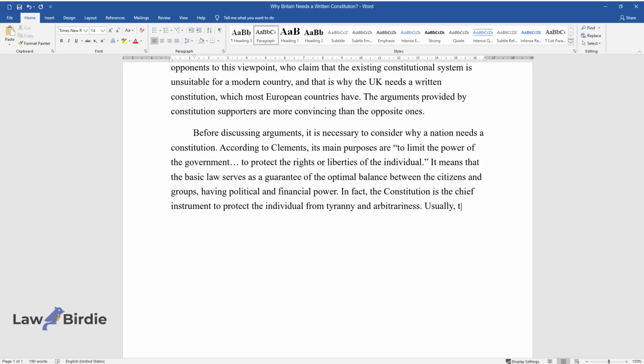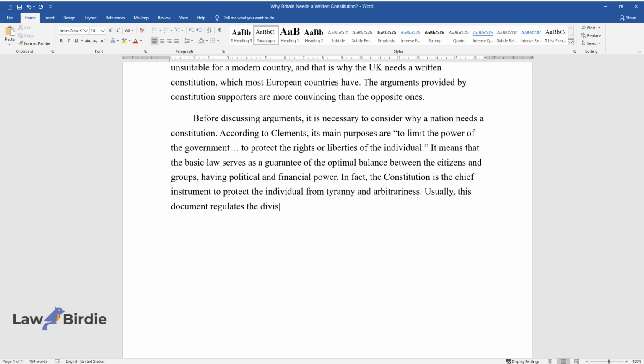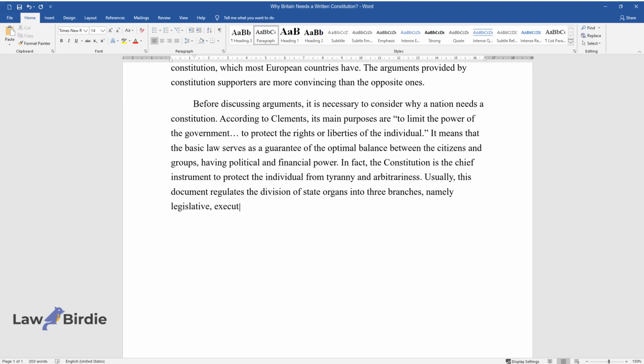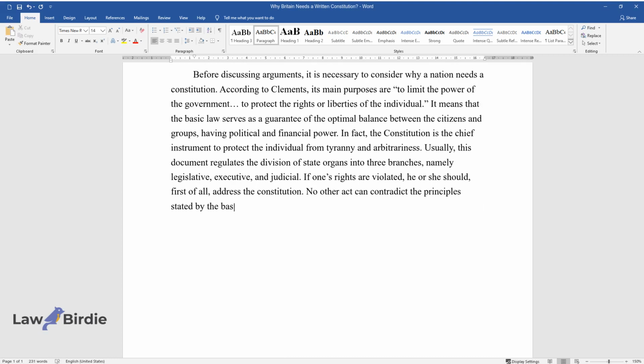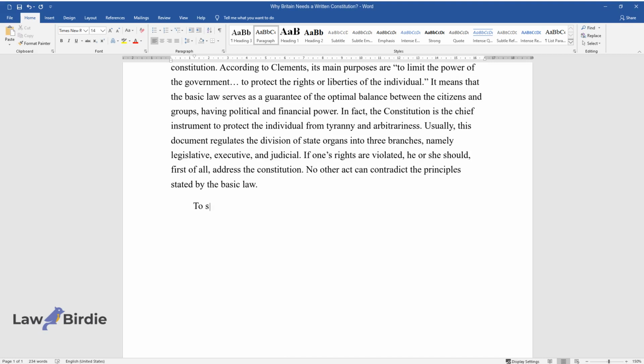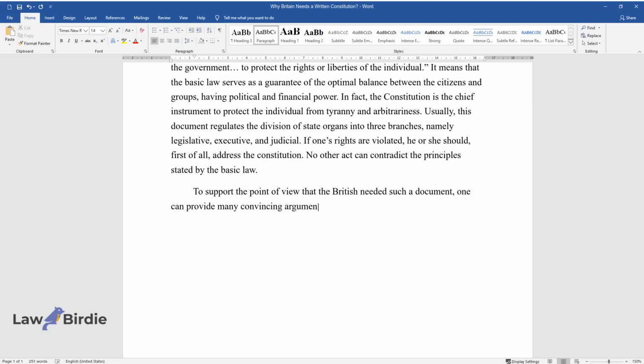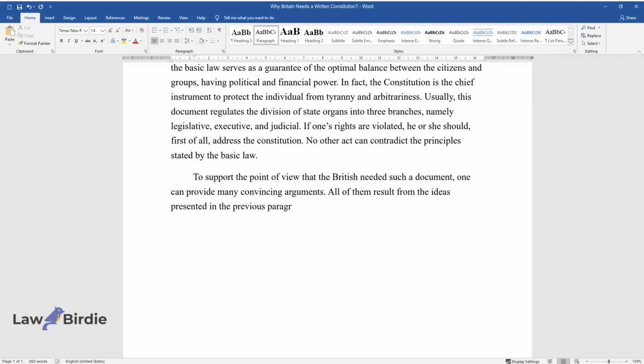In fact, the Constitution is the chief instrument to protect the individual from tyranny and arbitrariness. Usually, this document regulates the division of state organs into three branches, namely legislative, executive, and judicial. If one's rights are violated, he or she should, first of all, address the Constitution. No other act can contradict the principles stated by the basic law. To support the point of view that the British needed such a document, one can provide many convincing arguments. All of them result from the ideas presented in the previous paragraph.